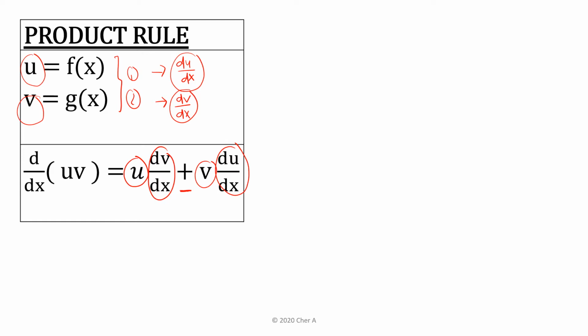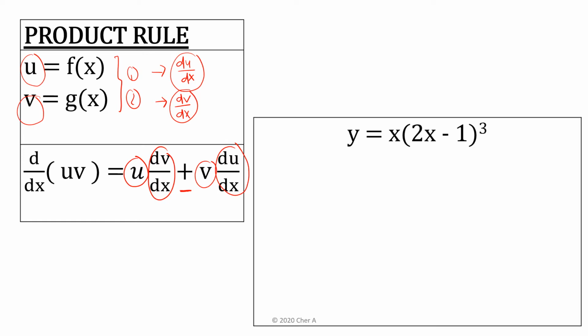Now let's look at an example. Here we see y equals x multiplied by (2x minus 1) to the power of 3. So we will have two functions of x here. This is our u and this is our v. So let me write it out.